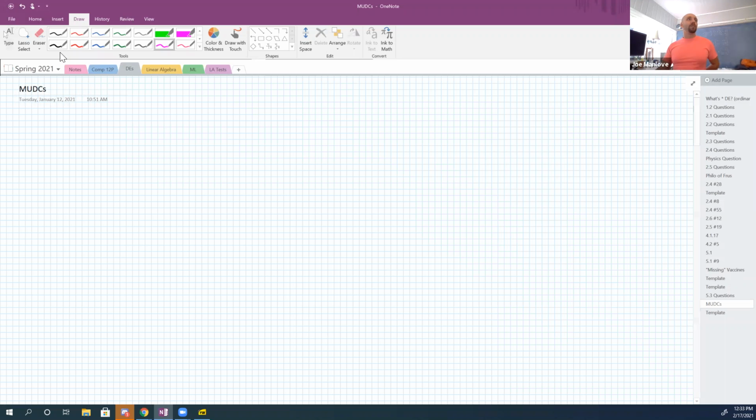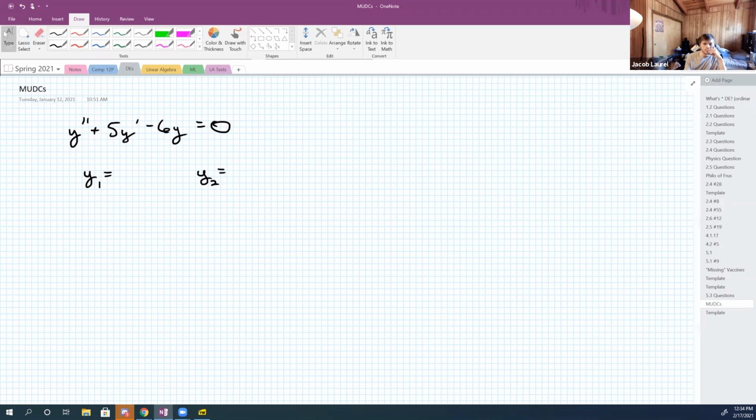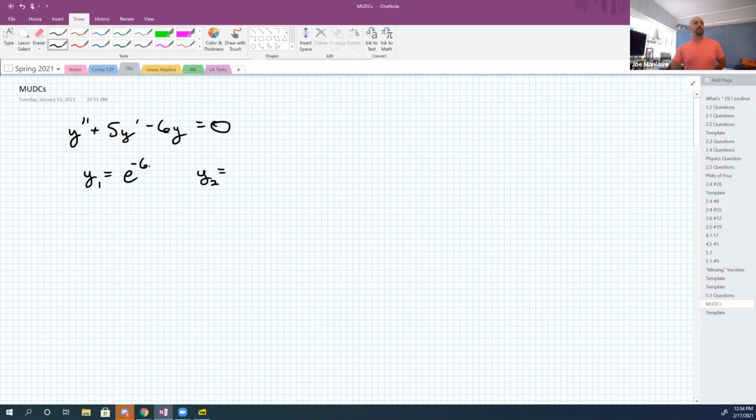All right, so let's just quick. I'm going to pull in an equation that we've already solved a couple of times. We've already solved y double prime plus 5y prime minus 6y equals 0 a couple different times. What did we get for this? Or our y1 and y2 earlier? 1 and minus 6. Yep. So I had e to the minus 6x and e to the x, right?